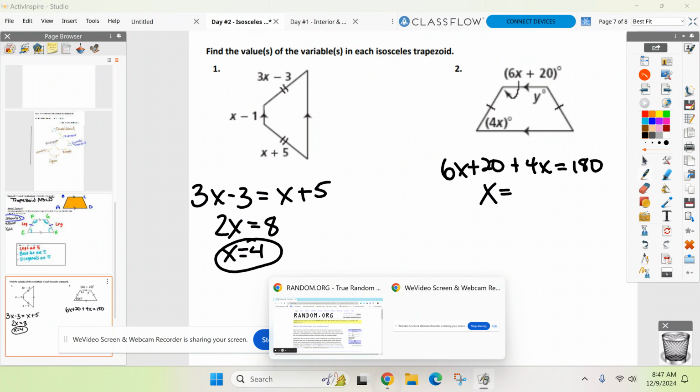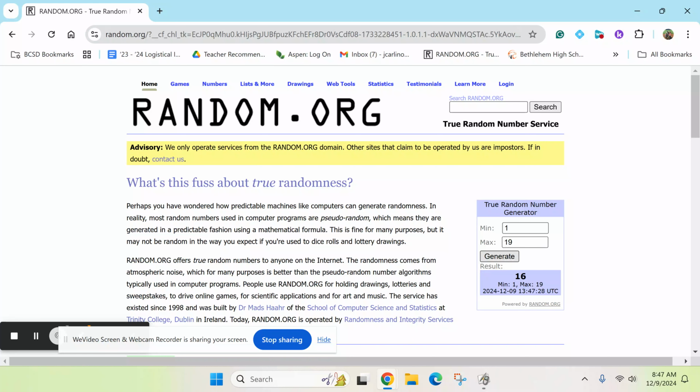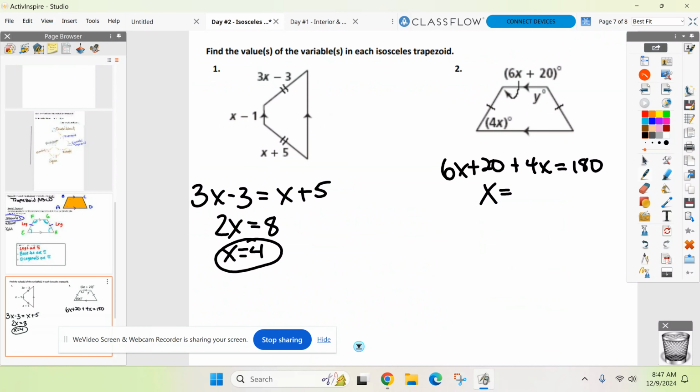All right. When you have x, let me know if you don't. Take your time if you don't. Maddie, what do you have? 16. Good work. All right, so we got 16. We still got a y, though, to solve for. Think about the properties. How would you get y now? Explain to me how you would get y.